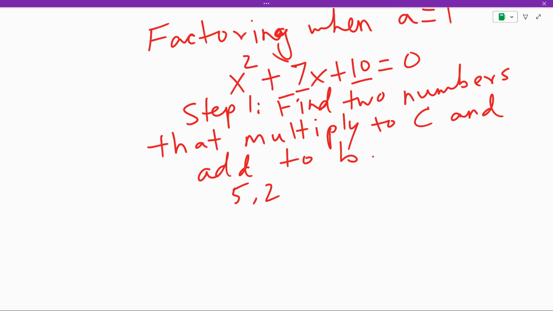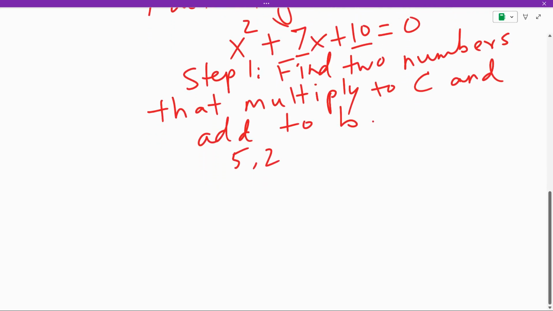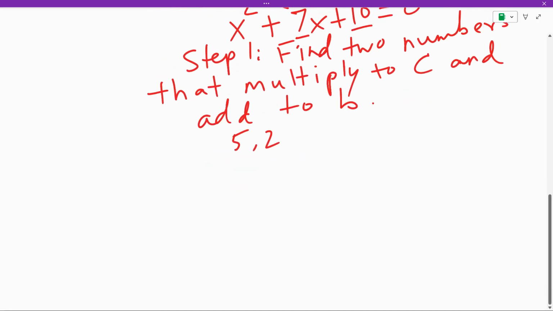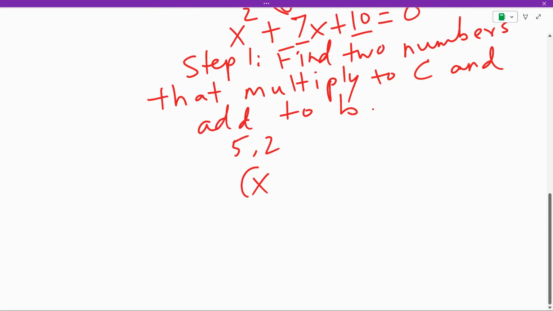Now that we've figured out the two numbers that multiply to 10 and add up to 7, we can write our quadratic equation as a product of binomials. We'll take x plus our first number, with a plus because it's a positive 5 and a positive 2, and we'll put an x plus 2 over here.